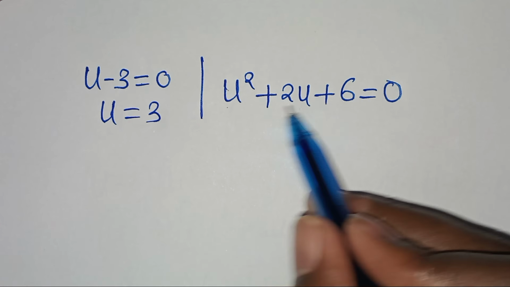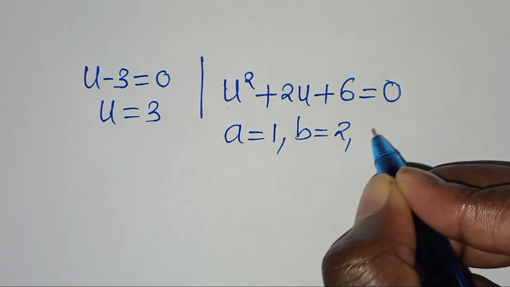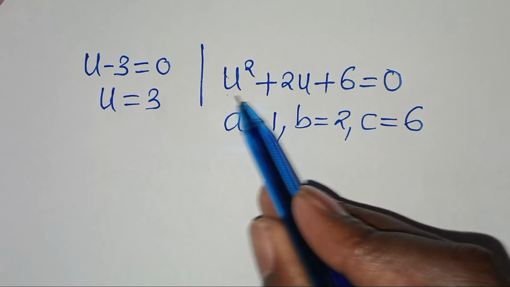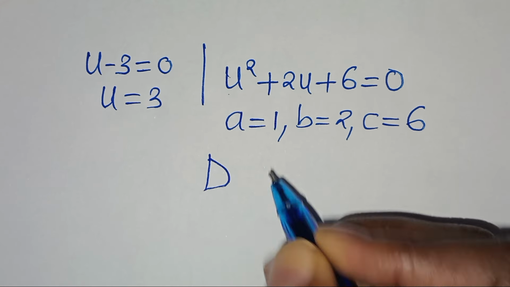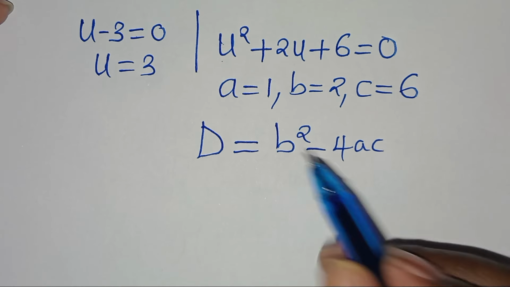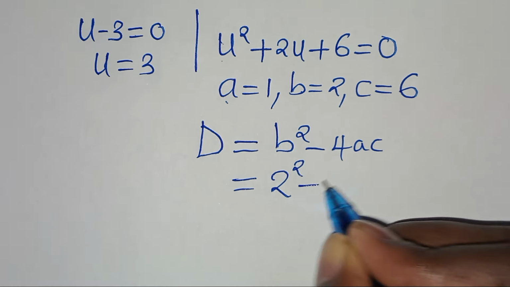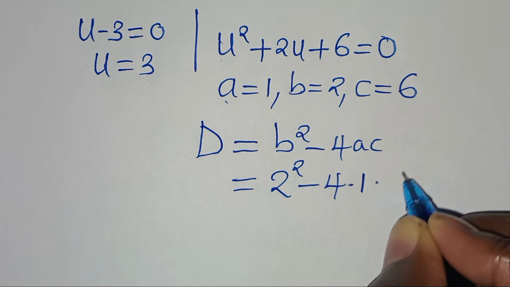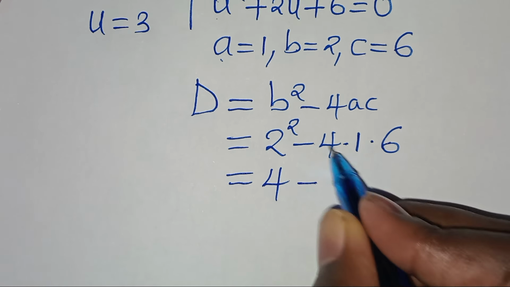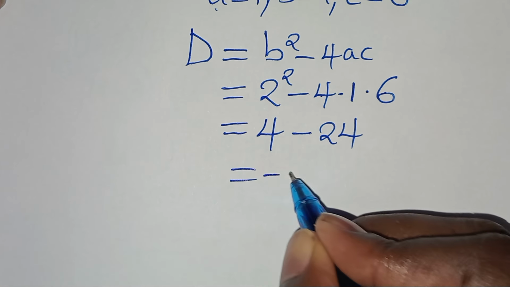From the second part here, this is a quadratic equation where we have a = 1, b = 2, and c = 6. So we can assess the nature of the roots of this quadratic equation by determining the discriminant value, which is b² - 4ac. Substituting the values of a, b, and c, we have 2² - 4 times 1 times 6. So we have 2 squared, this is 4, minus 6 times 4, this is 24. So 4 minus 24 is equal to -20.